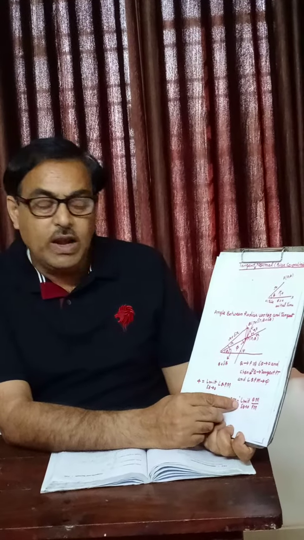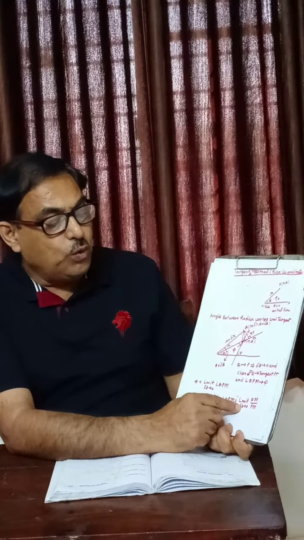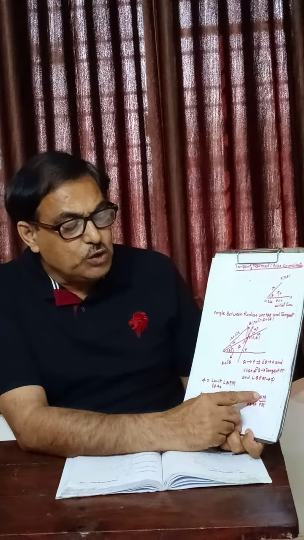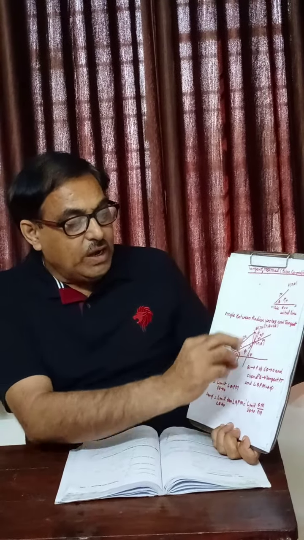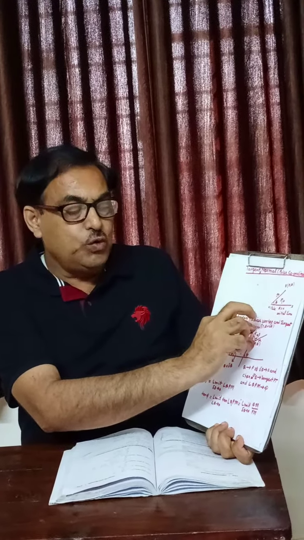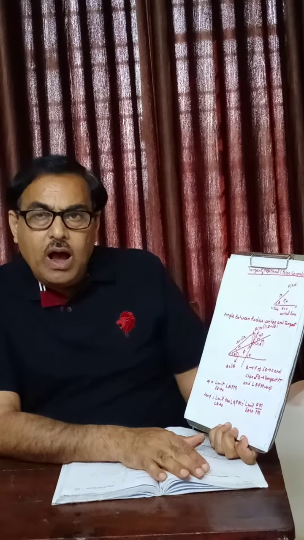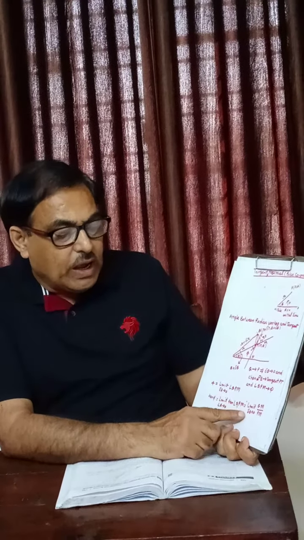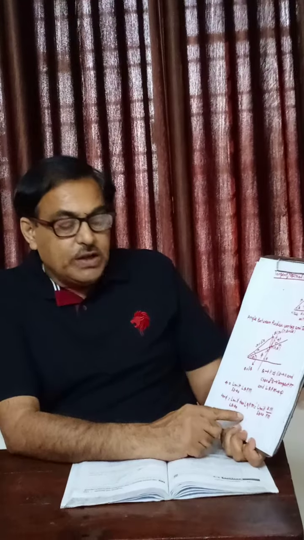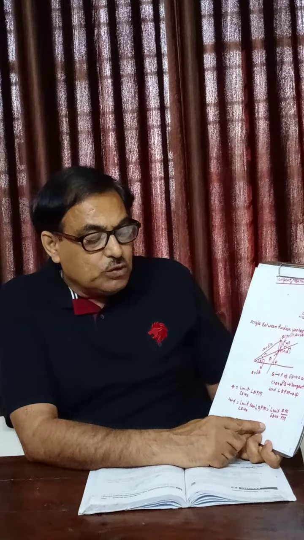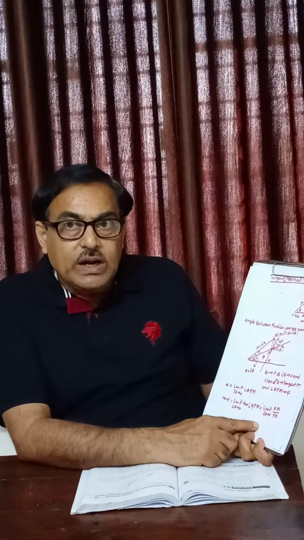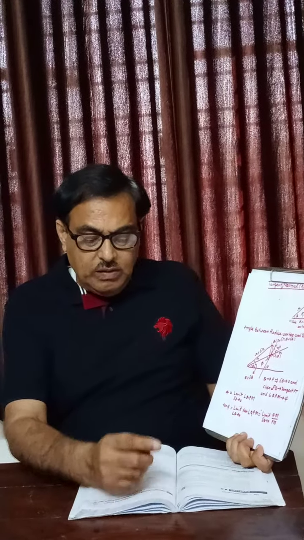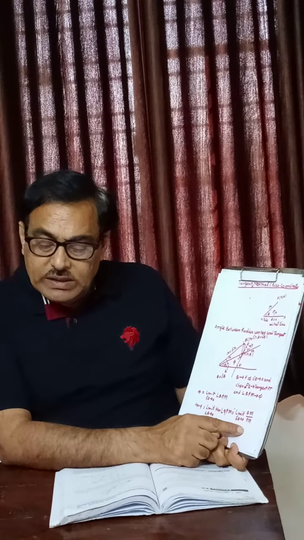It is equal to the limit as delta theta tends to 0 of QM upon PM. Tan means perpendicular upon base, meaning QM upon PM. And what is QM? QM is (r plus delta r) sin delta theta. So tan phi is equal to the limit as delta theta tends to 0 of (r plus delta r) sin delta theta upon (r plus delta r) cos delta theta minus r.